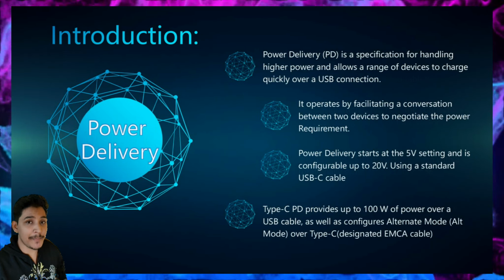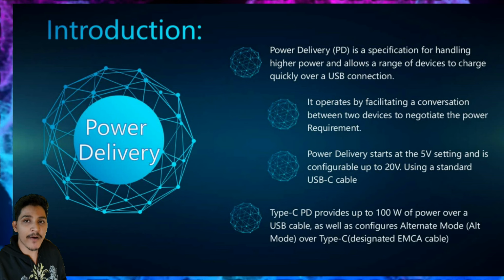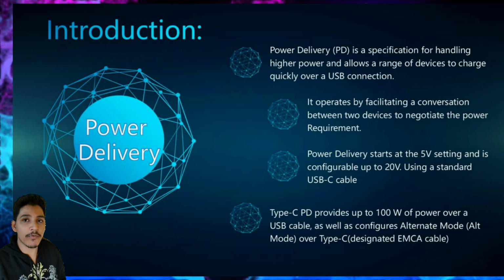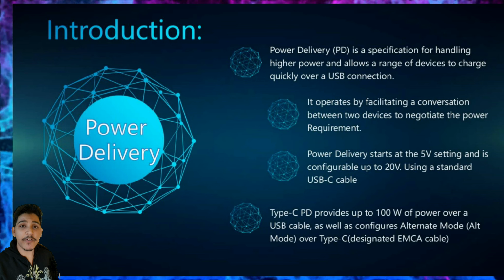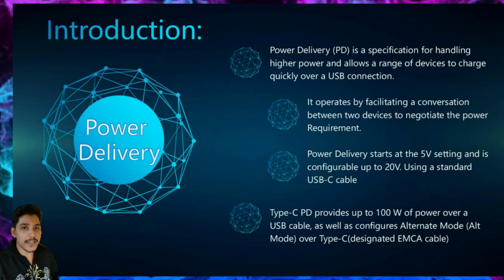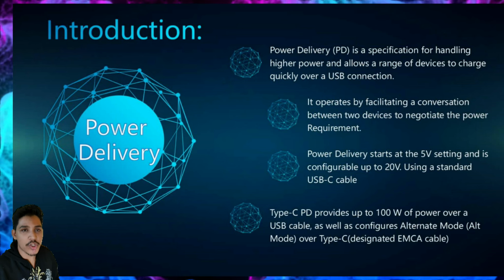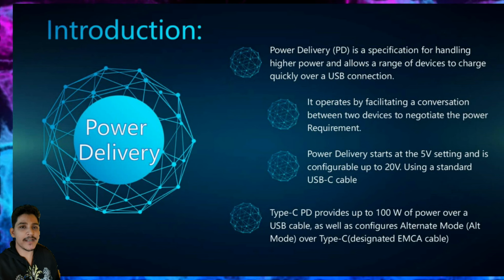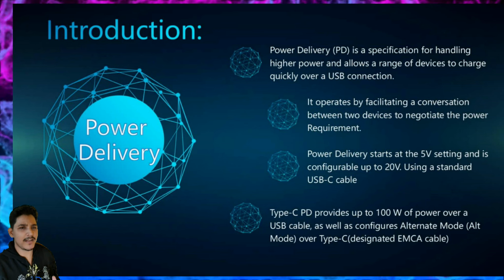PD, which is power delivery, is a specification for handling higher power and allows a range of devices to charge quickly over USB. It operates by facilitating a conversation between two devices to negotiate the power ratings and the requirements. It's more like a pizza shop where you order something and it gets delivered. Similarly, here you will order 12 volt and it will be delivered. So it's just a handshaking process.